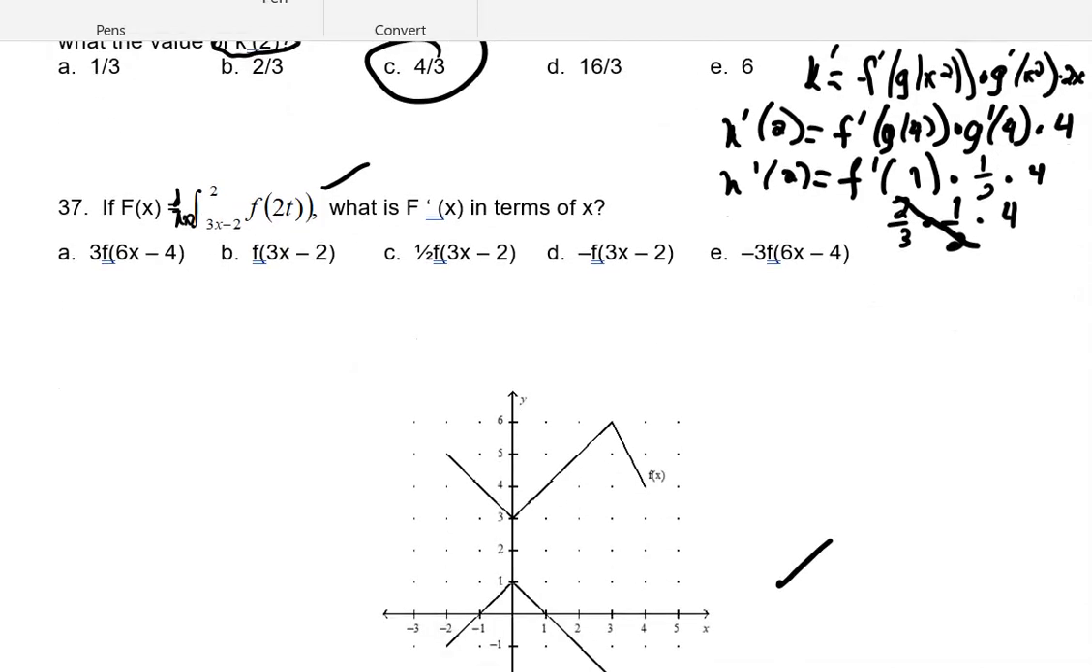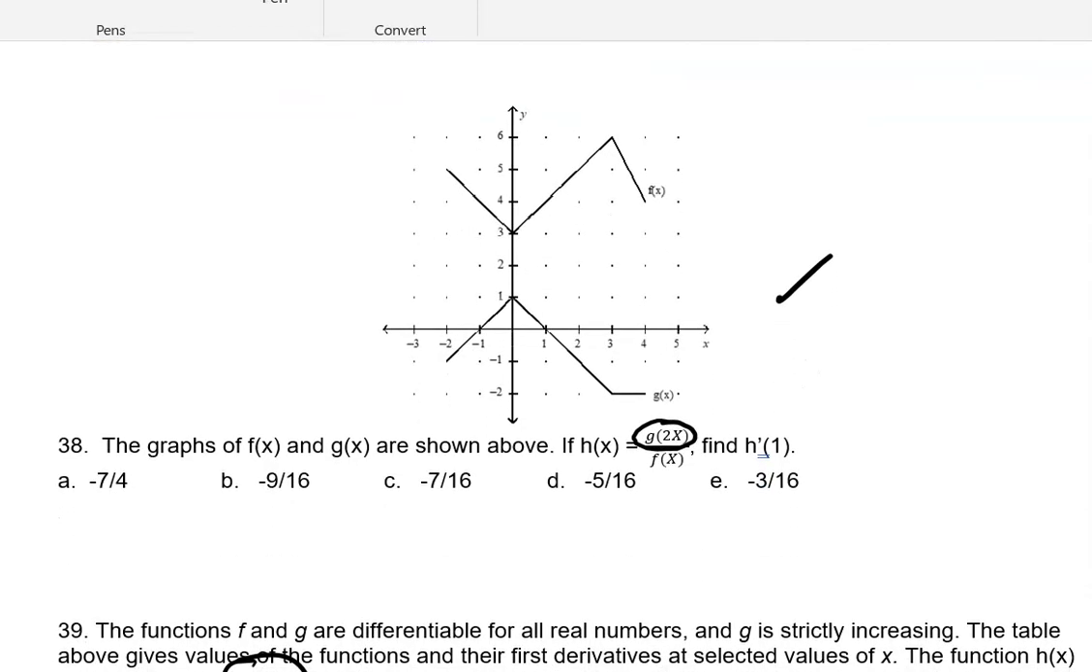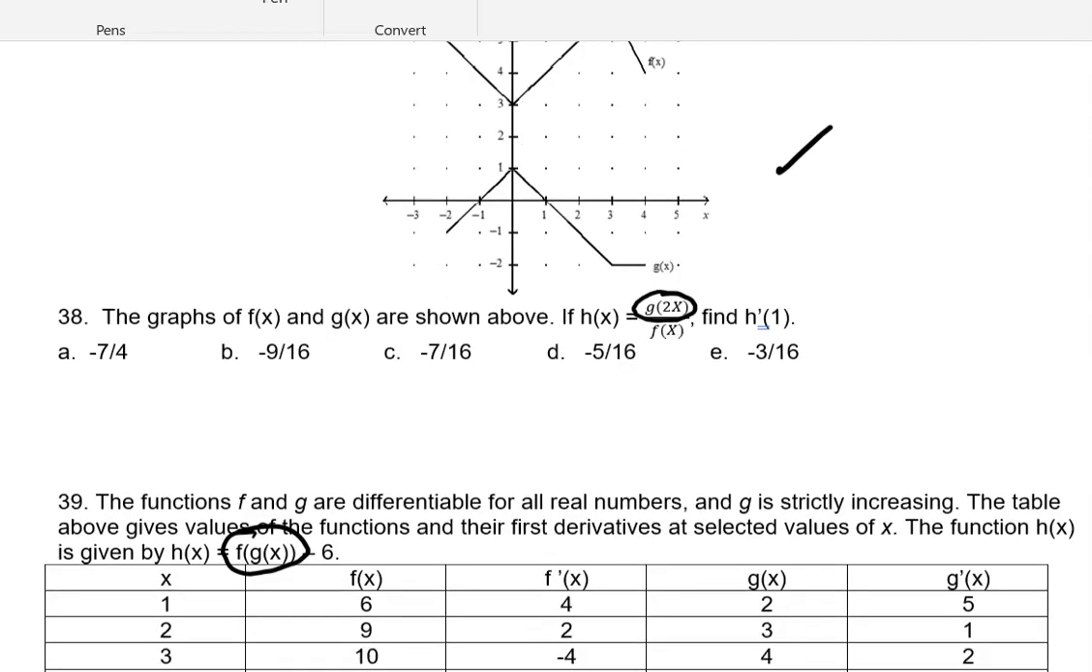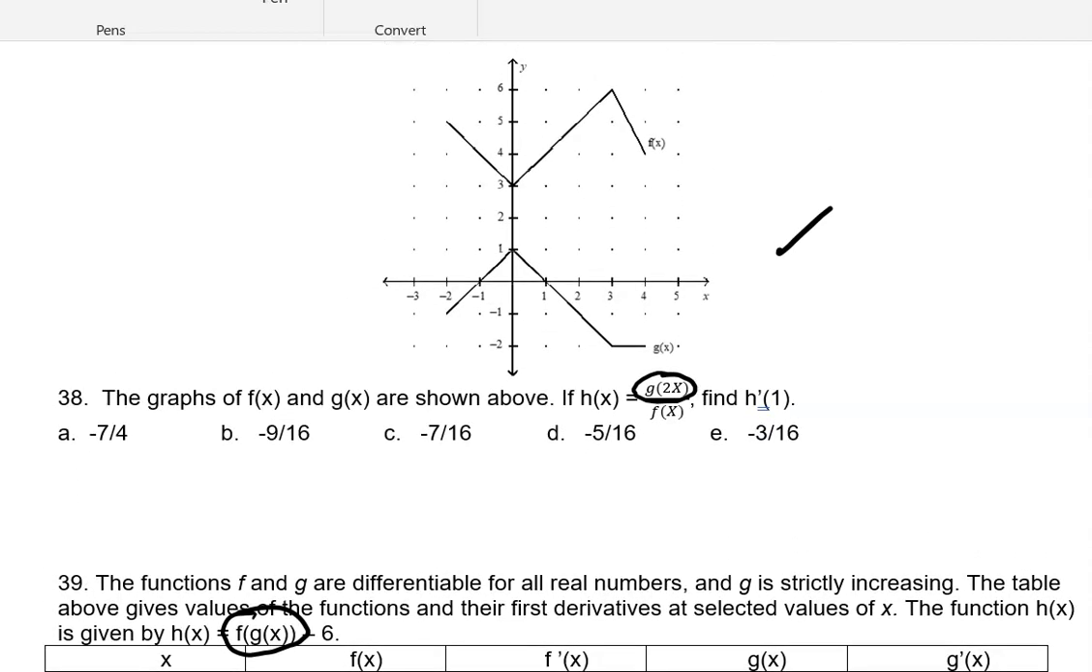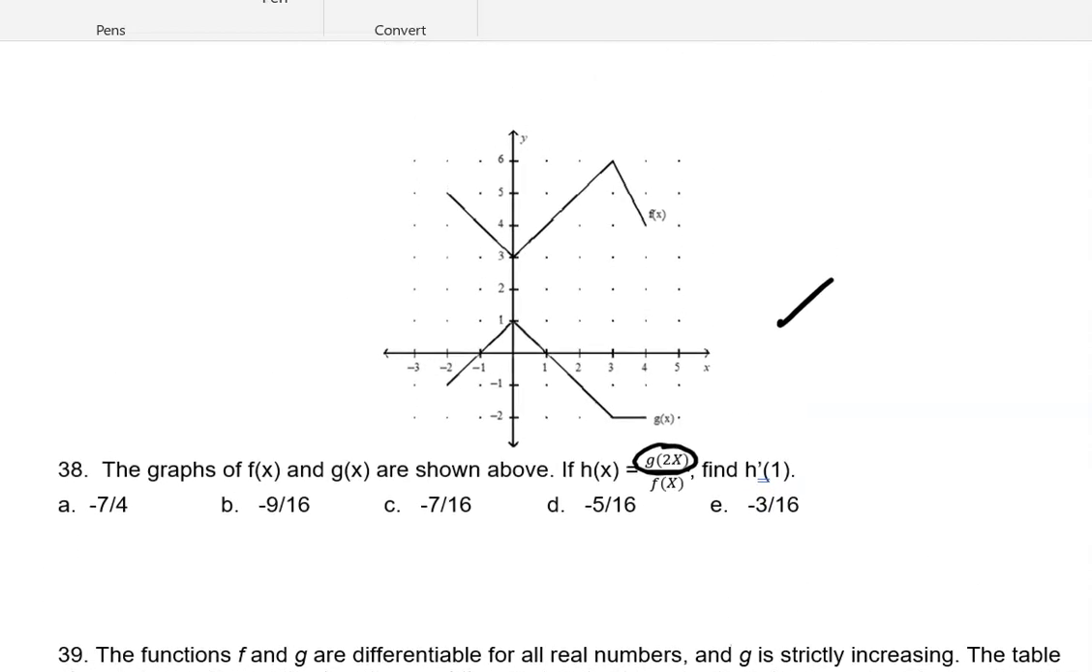All right. I'll leave you 37. 38 you have seen before. You're doing the quotient rule, you're doing the chain rule. What you want to keep in mind, where are we at, 31 minutes. Yeah, why not, right?